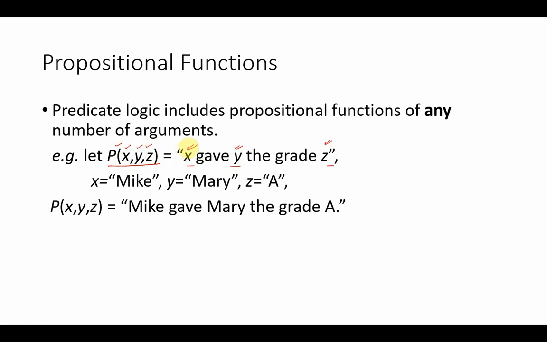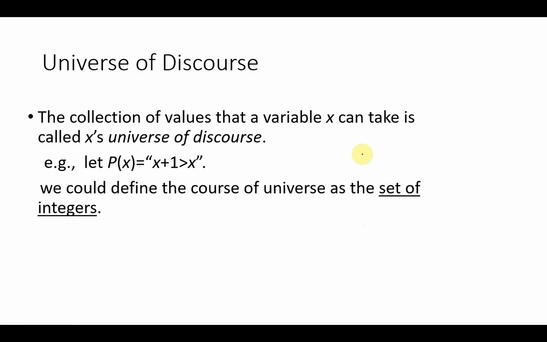The point here that I want to make is that a predicate can have any number of arguments. Now if I specify x as Mike, y as Mary, z as A, then this predicate now becomes the proposition Mike gave Mary the grade A. Once I substitute the values of the various variables, this predicate gets converted into a proposition. Right? So the predicate can have any number of variables.